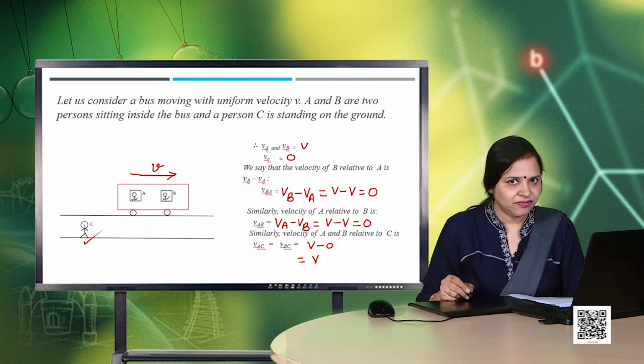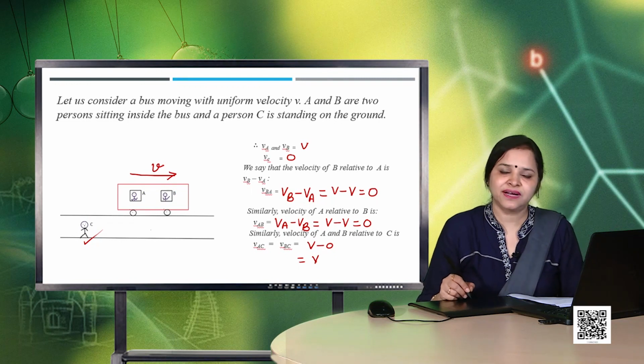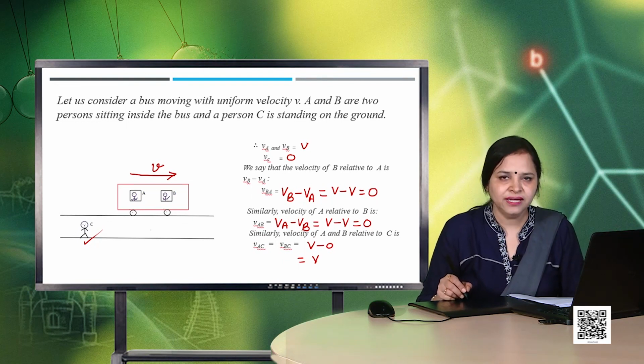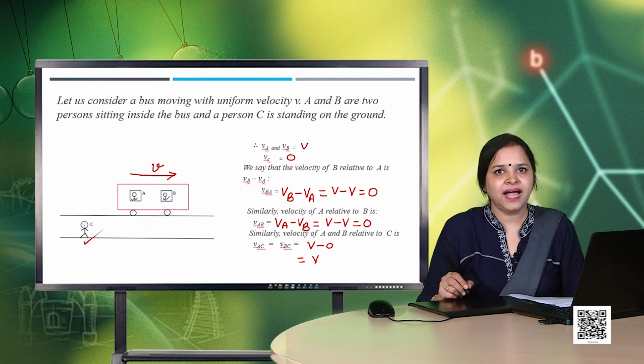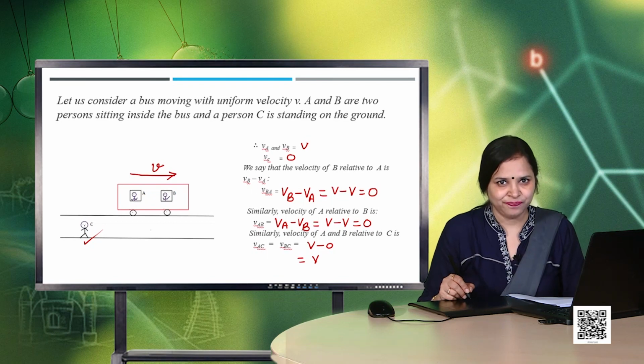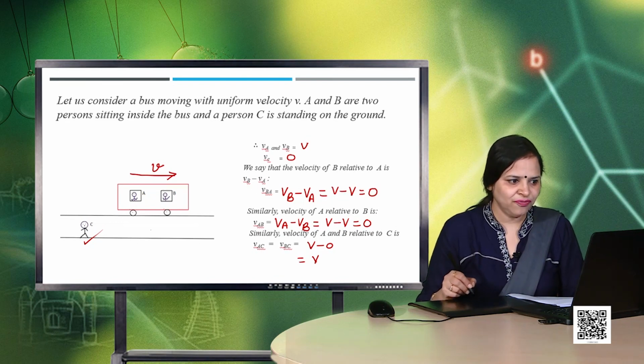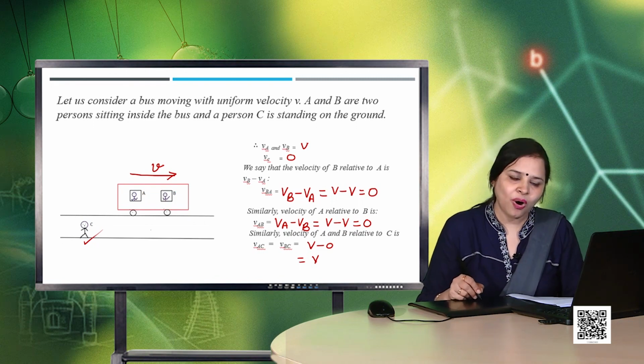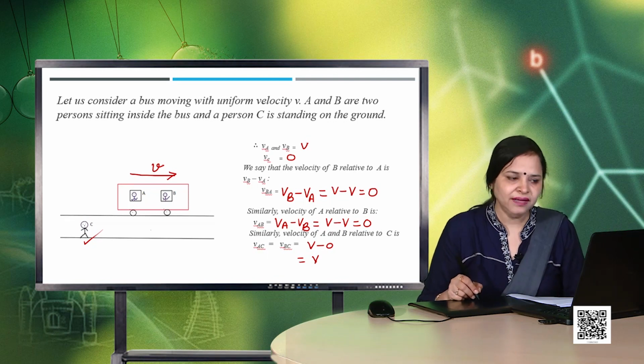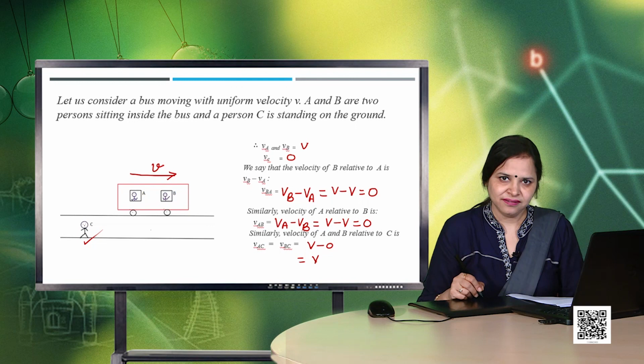Since the ground is at rest, we consider the ground to be the reference frame which we take to be at rest. So any object or any person who is on the ground is considered to be at rest, and that is how the velocity of that person is considered to be 0. So here the velocity of passenger A and B, or that of the bus, will be equal to the velocity V relative to the passenger C.